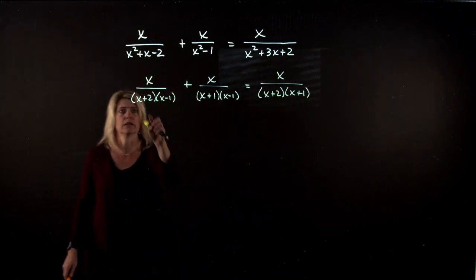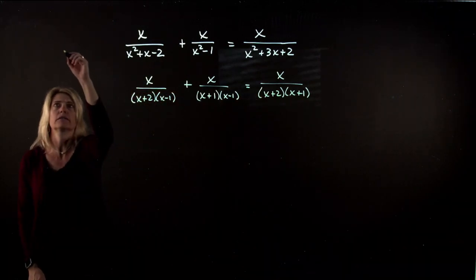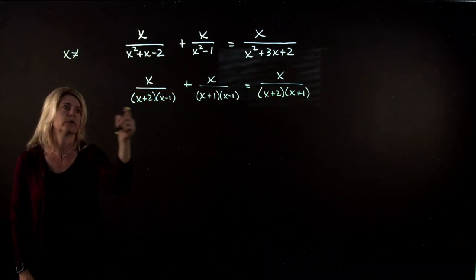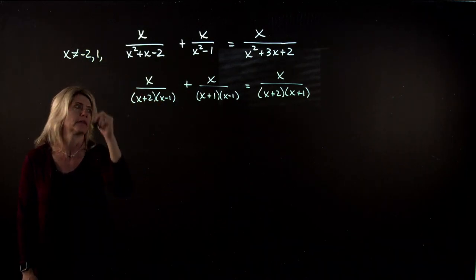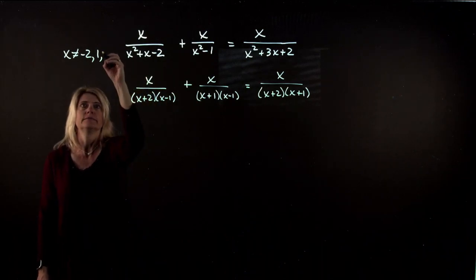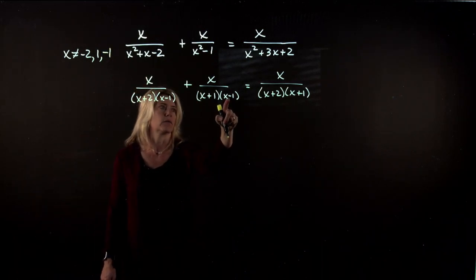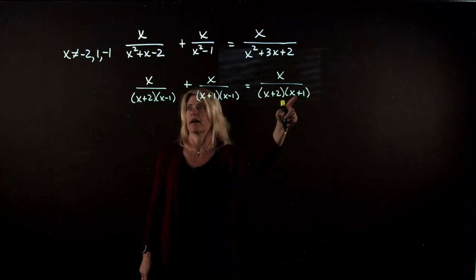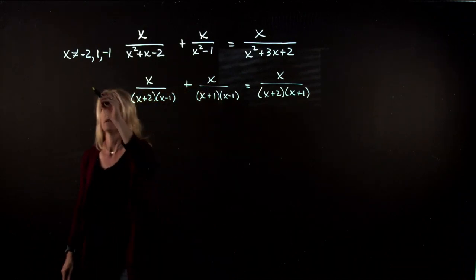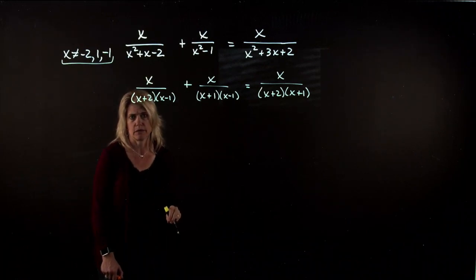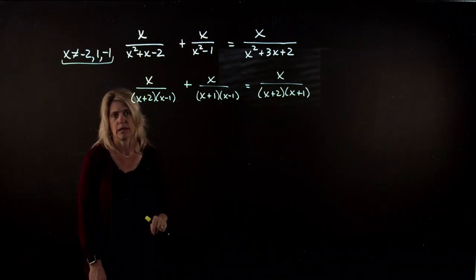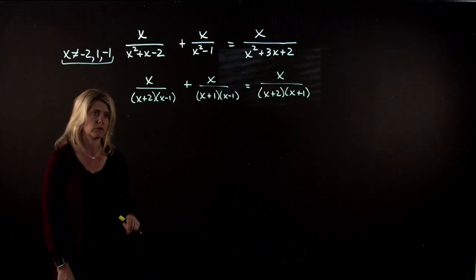And now when I look at these three denominators, I see that x cannot equal negative 2, positive 1, negative 1. This one again would be a 1, a negative 2, which we already have, and a negative 1. So these three values of x will make one or more of these denominators 0, which we can't have, so we would have to rule those out as any possible solution.